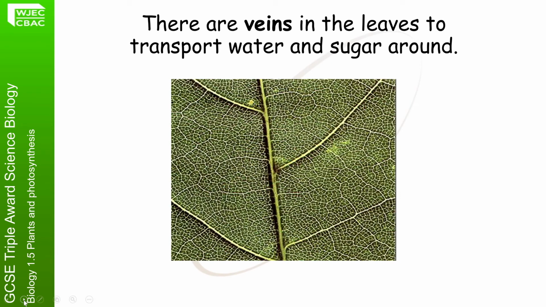There are veins in the leaves to transport water up from the roots towards all parts of the plant, and to transport sugar that's made in the leaves all around the plant where it's needed, its growing points.